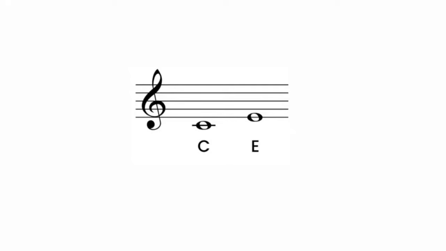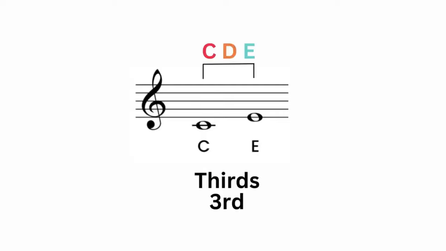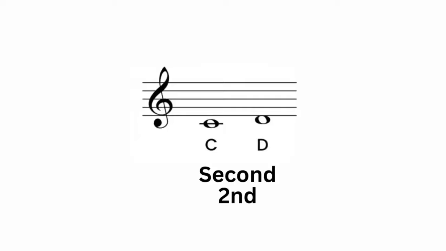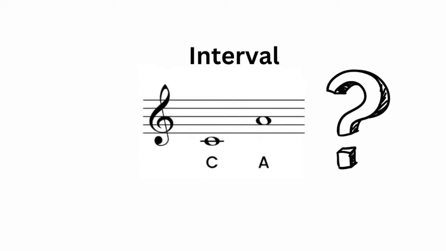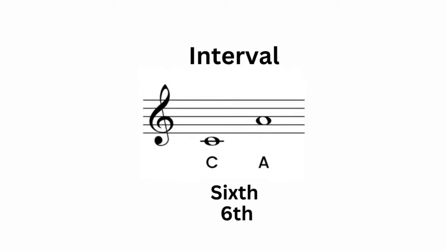As mentioned earlier, numbers are used to describe intervals. For example, the interval between C and E is called a third, because it spans three letter names, C, D, E. Similarly, the interval between C and D is called a second, because it spans two letter names, C, D. Now, can you tell the number of this interval? Yes, it's a sixth. From C to A, there are six letter names.